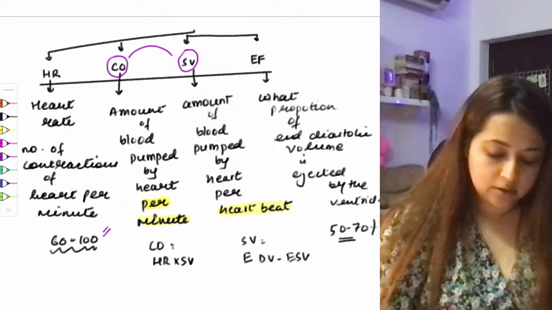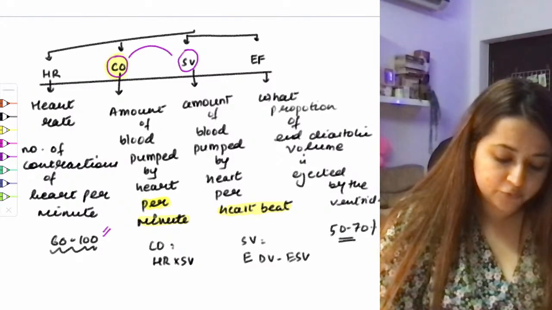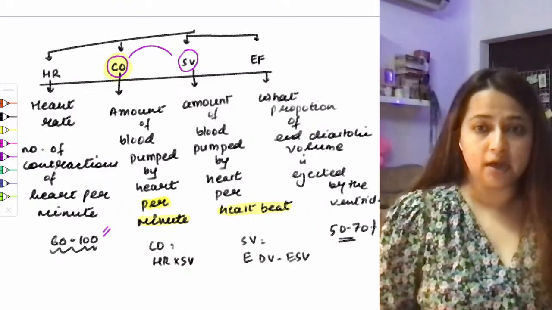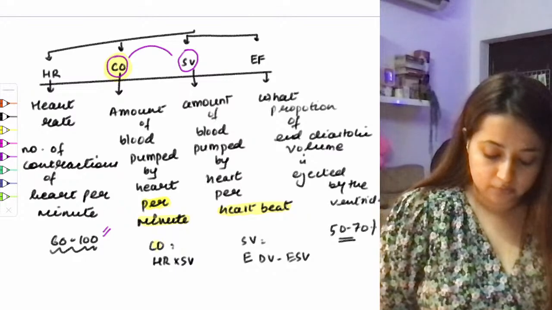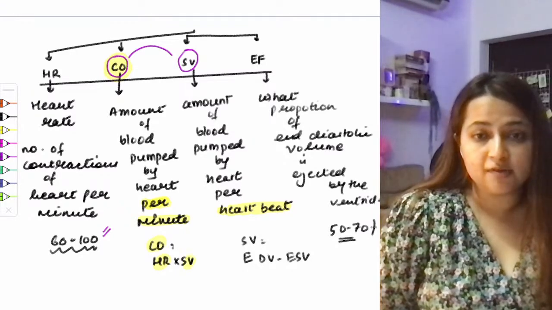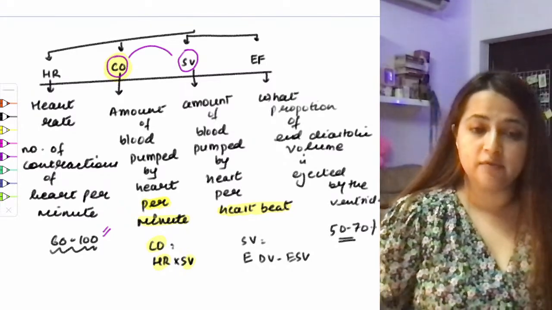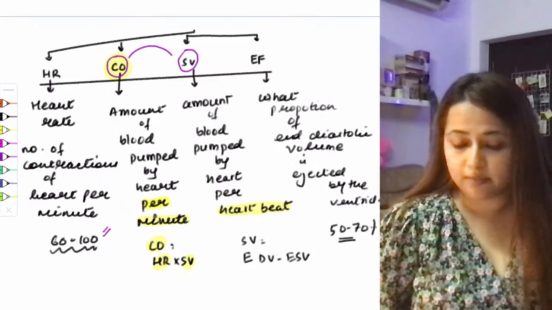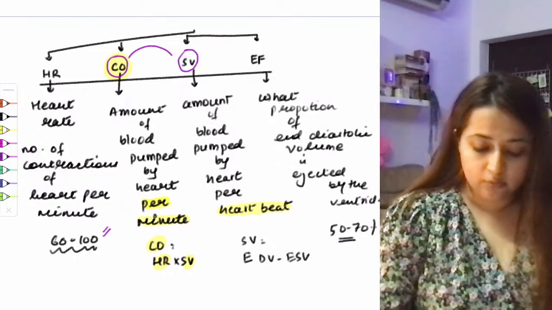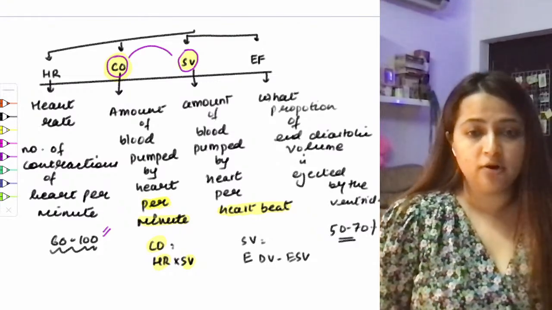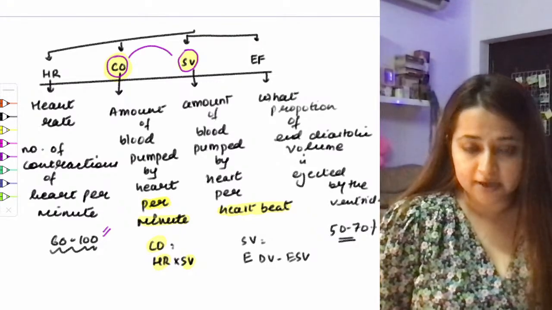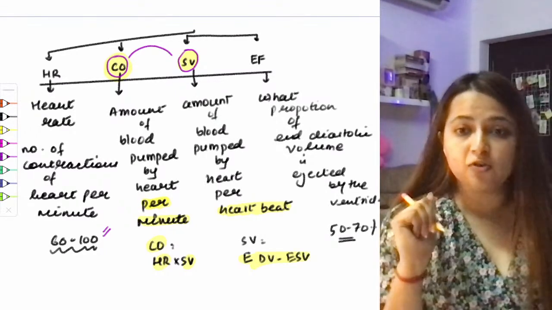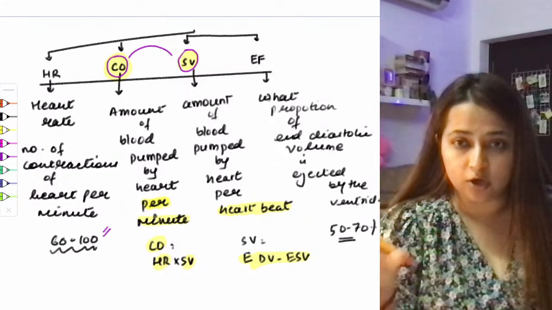And moreover, for cardiac output, we have a formula. So even if you are given a few values, you can easily calculate the cardiac output. And how can you do so? Cardiac output is equal to heart rate times stroke volume. All right, so if you are given stroke volume and heart rate, you can definitely calculate the cardiac output. When you talk about stroke volume, the amount of blood pumped by the heart per heartbeat, we have a formula for stroke volume also: end diastolic volume minus end systolic volume.